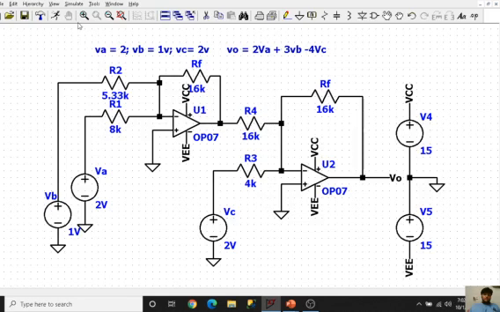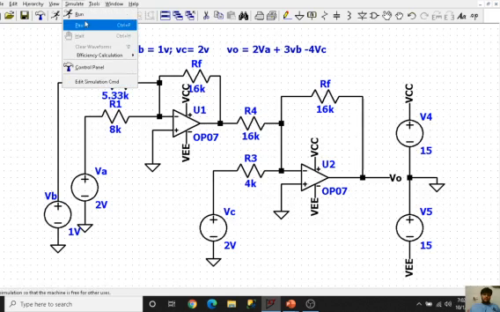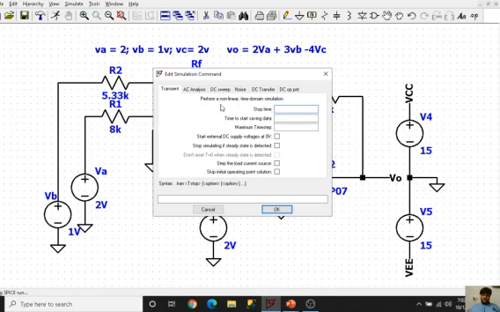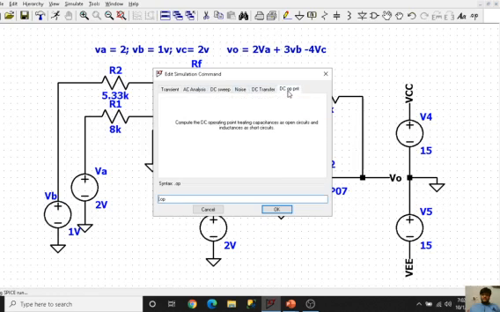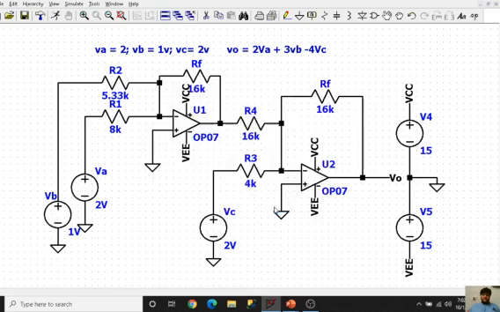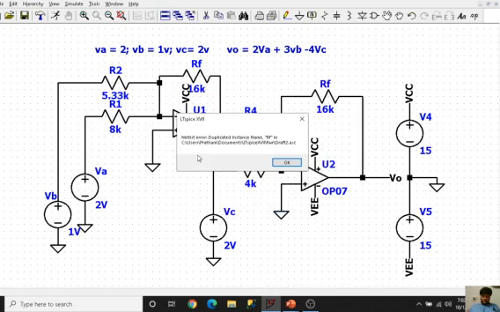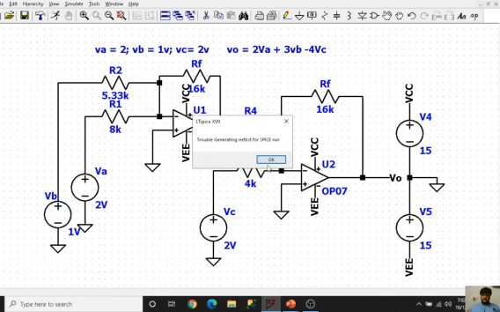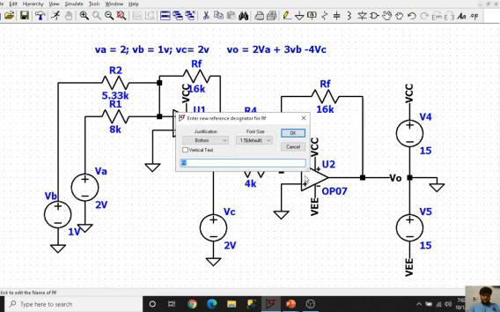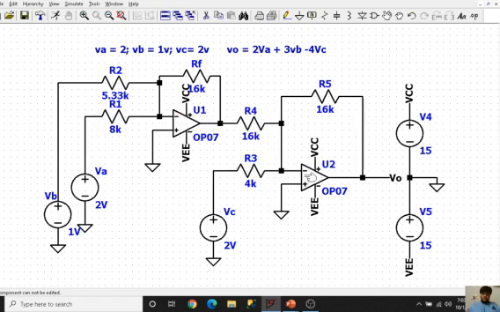Yeah, we are done. So now let's go to simulate, run. Over here we don't need transient or AC analysis, we need DC output. So it will be my DC output. Name RF. Okay, so we can't use two RF at one time, so let me rename this as R5. This should not give me any sort of an error.